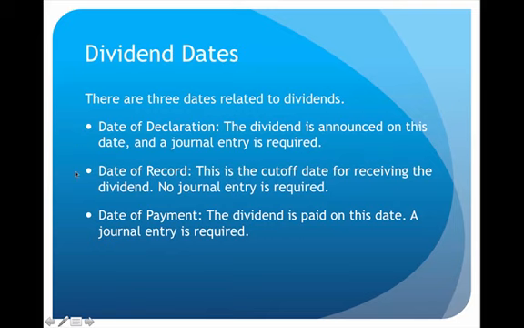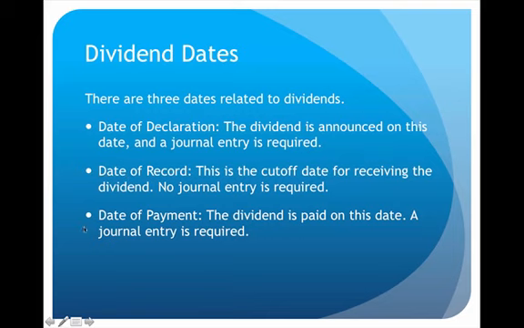Then we have a date of record. Now, the reason that we have to have the date of record is because, remember, the stock is being traded continuously. Constantly, people are buying and selling and trading stock. So sometimes the question arises, who do we pay the dividend to, since the ownership of the stock is always changing? So we actually have to have a cutoff date. So at the end of the day, on the date of record, whoever owns the stock at the end of that day, those are the individuals who will receive the dividend.